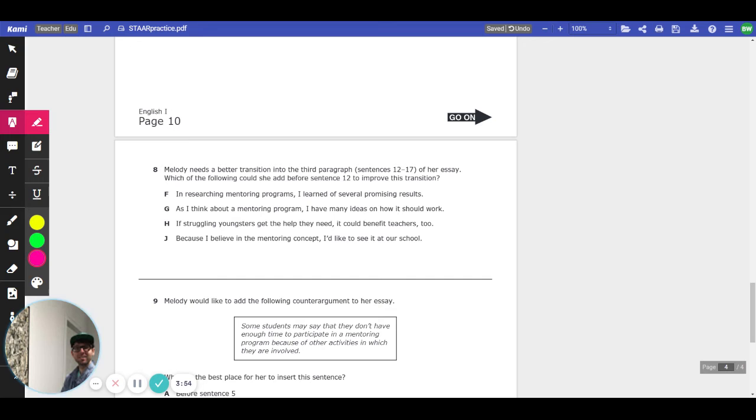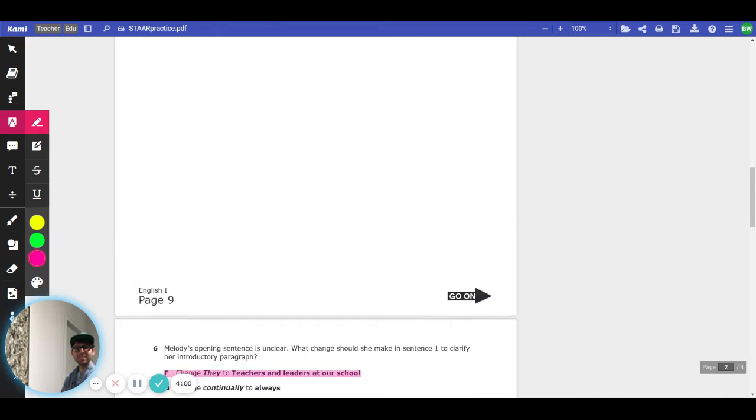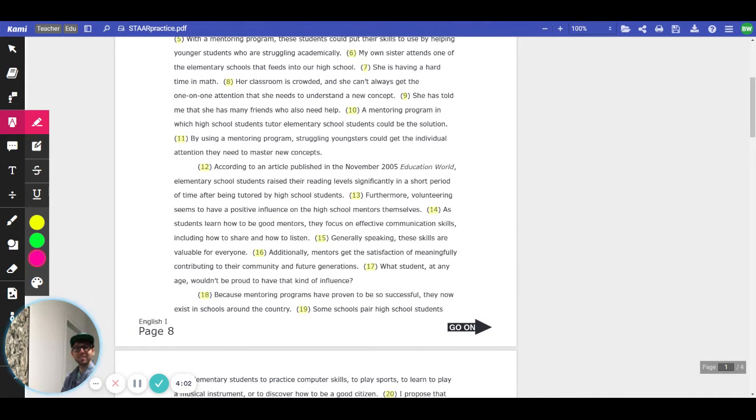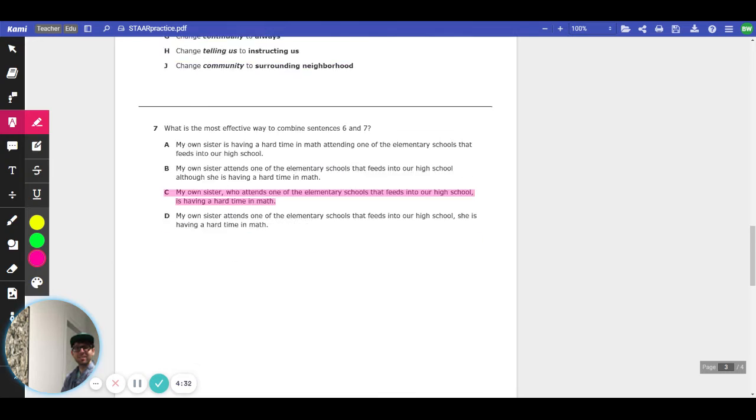Melody needs a better transition into the third paragraph of her essay. Which of the following could she have before sentence 12? Well, so we go look at sentence 12, find that, and then here's our transition. And I've told y'all that you need to move from your previous paragraph's idea into your new paragraph's idea. So up here, this paragraph's been calling for a mentoring program to help struggling students, okay? And then she's moving into an article published in this magazine that elementary school students raised their reading level significantly in a short period of time after being tutored. Okay, so we've got to figure out which transition works best there.